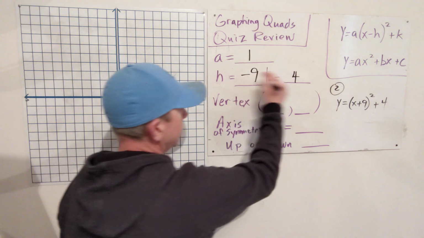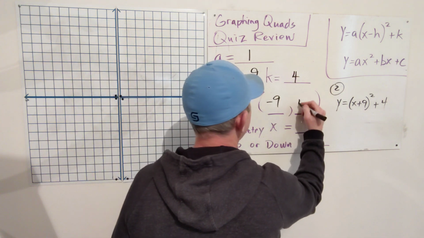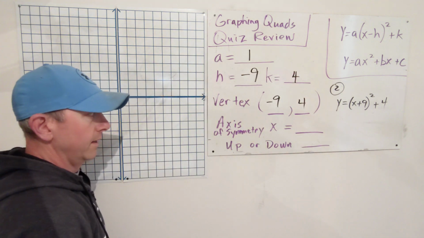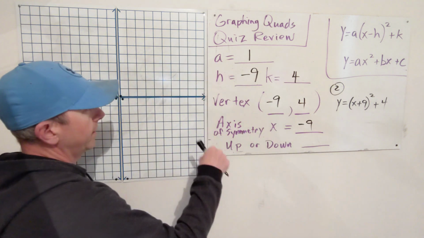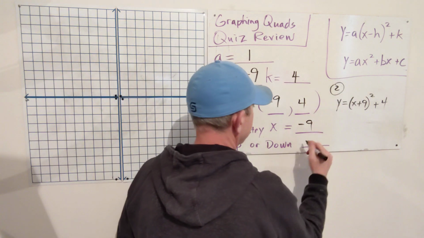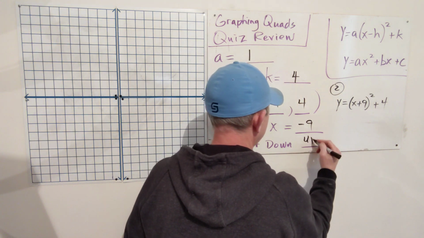Okay, so then the vertex is just going to be -9, +4. And then the axis of symmetry is the x value, -9. Does it open up or down? Well, a is positive, so it's going to open up.